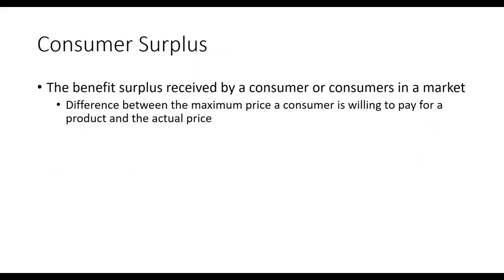So, what are these things? Consumer surplus: the benefit surplus received by a consumer or consumers in a market. Vaguely helpful. What's that look like? The difference between the maximum price a consumer is willing to pay and the actual market price. How do we know what a consumer is willing to pay? The demand curve. In order to demand in economics, you must be able to pay, and be willing to pay. So the demand curve identifies the consumer's willingness.